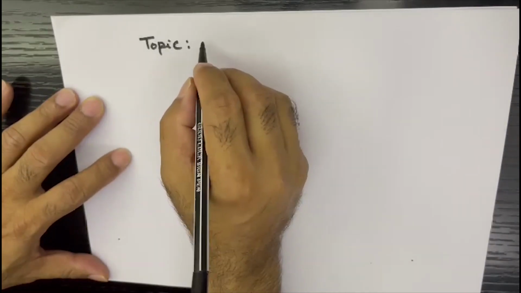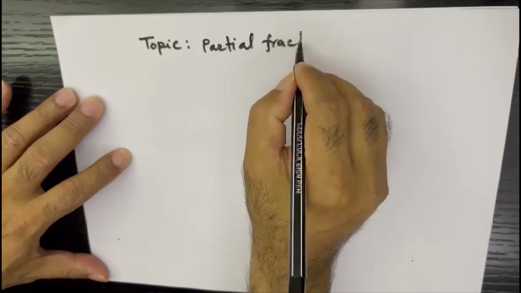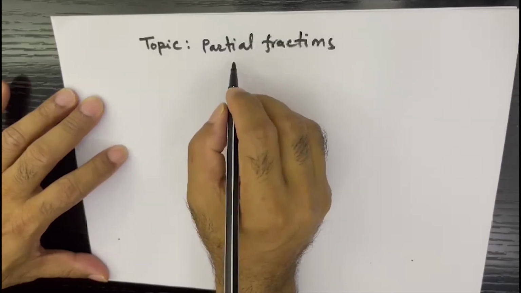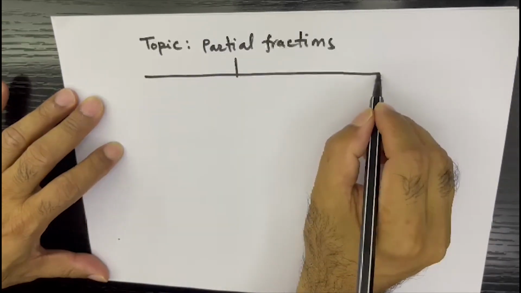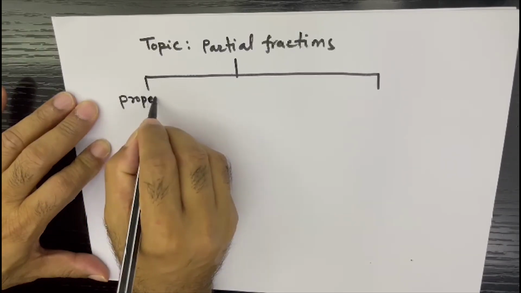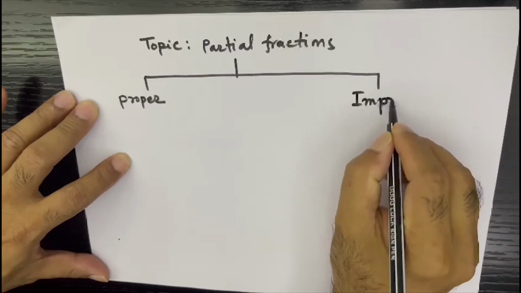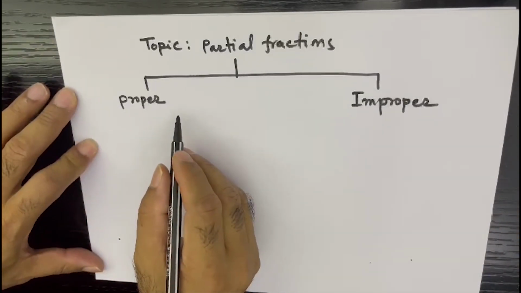In this video, I will explain partial fractions along with some examples from CAIE past papers. Today's topic is partial fractions. Partial fractions can be divided into two types. The first one is proper partial fractions and the second one is improper partial fractions. Proper partial fractions can be done in three ways.